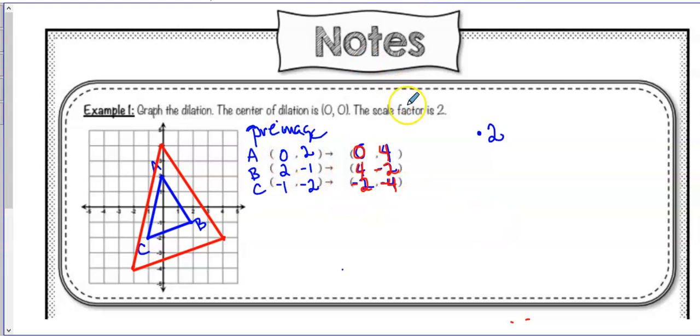And if you remember yesterday from your video with Miss Laney, the new points are called A prime, which is just a little tick mark, B prime, and C prime. So A is 0, 2, A prime is 0, 4 because we multiplied everything times 2. So scale factor is 2, which means we multiply times 2. And I forgot to state, if this is called the pre-image, this is called the image. So like before and after.